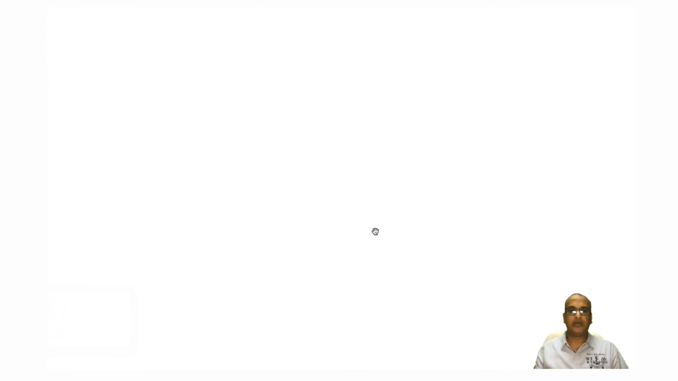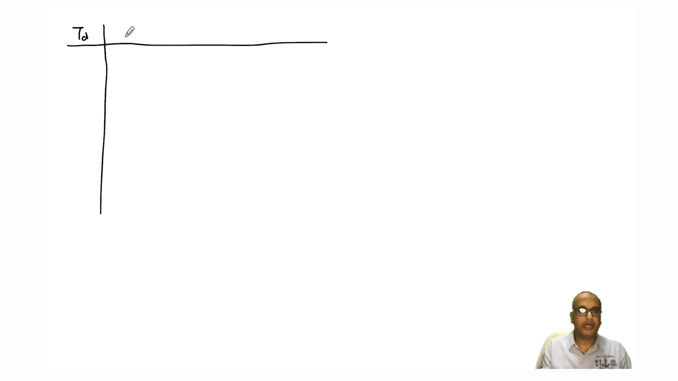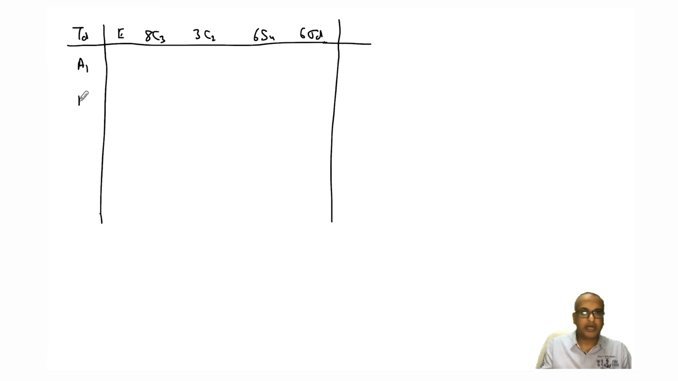So now let us go to that character table, so that without having to write the whole matrix, we can just write down the tau 3n. So Td, we have E, 8C3, 3C2, 6S4, and 6 sigma d. And this is for the basis set. And we have A1. So I'm just writing the character table, nothing fancy about it.